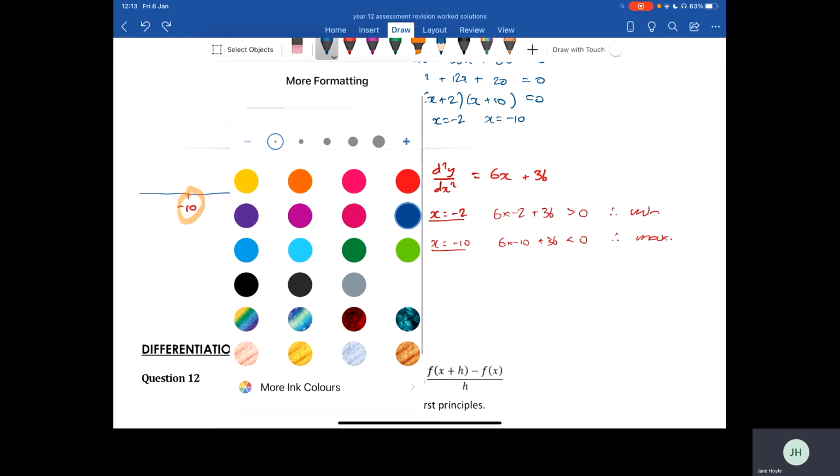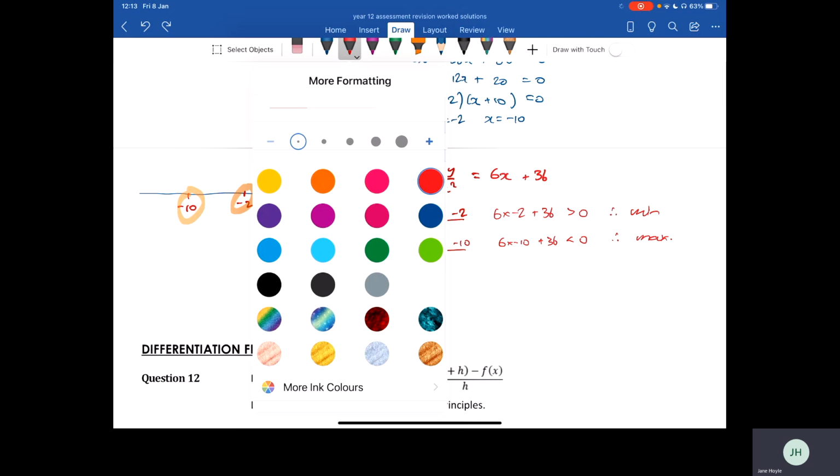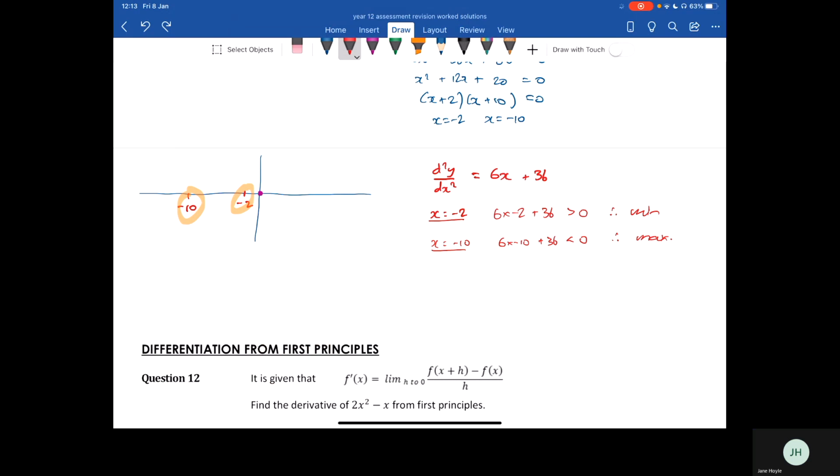So because it's a positive cubic, I know it's going to end up here. So I can sketch it. Come on, let me sketch it, please. It would look something like that. And you know, this confirmed it anyway, didn't it? That I had a minimum when x was negative 2 and a maximum at negative 10.